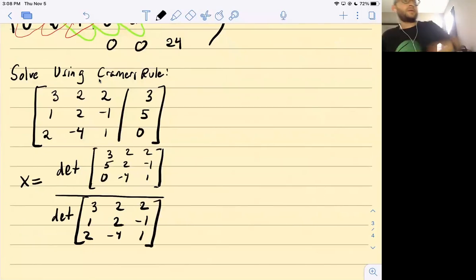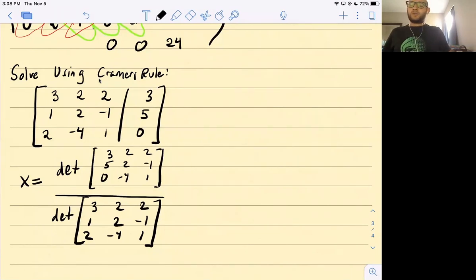So all that work that we do just comes out to a ratio of these two different determinants. And to find the y, you would just replace the y column, the 2, 2, minus 4, with 3, 5, 0. Keep the other columns of the matrix the same. All right, let's try this out. Take some time to do this one, and we'll see what answer we get for x.